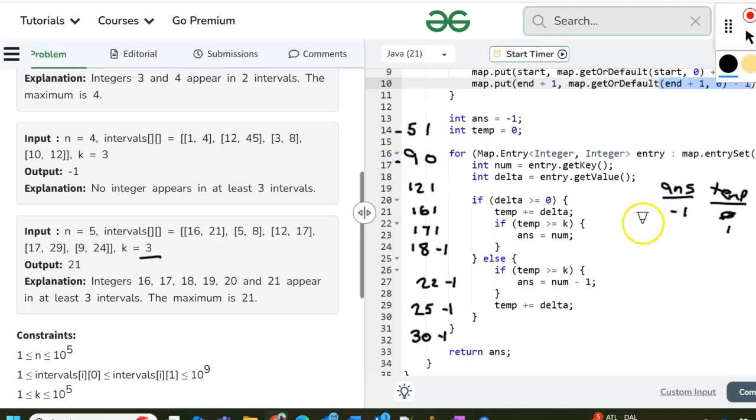Okay, 9. Delta is 0. If delta is greater than or equal to 0, we're going to add 0 to temp, so it stays the way it is. Is temp greater than or equal to k? No, it still isn't. All right, next number, 12.